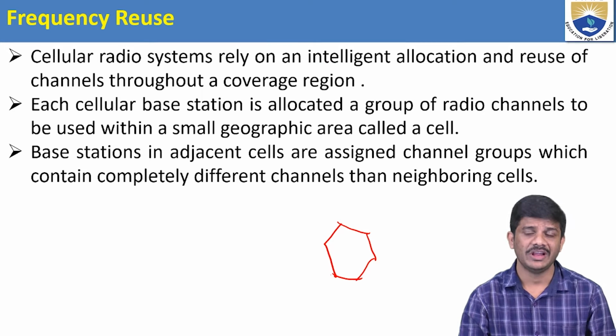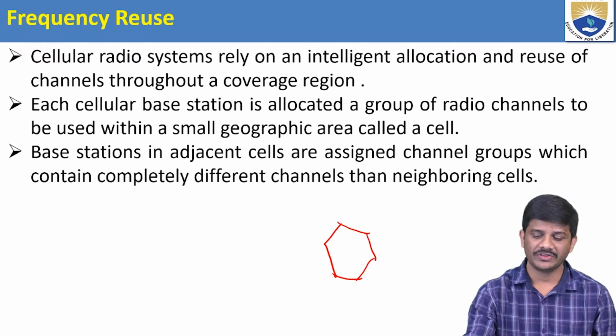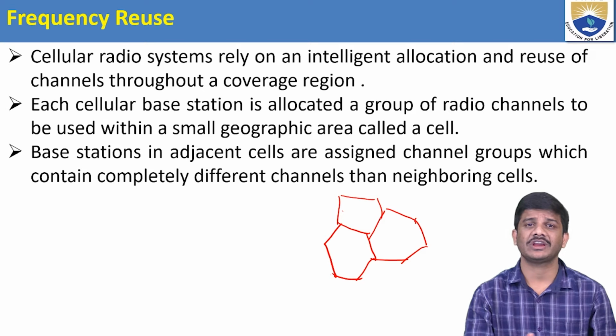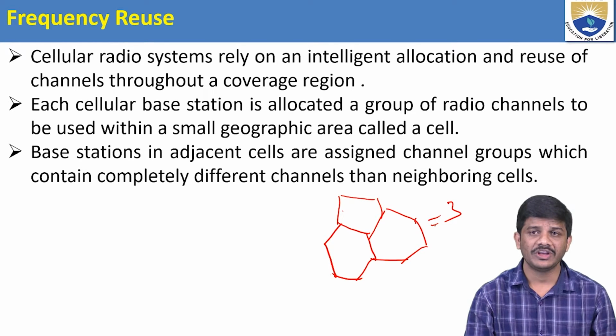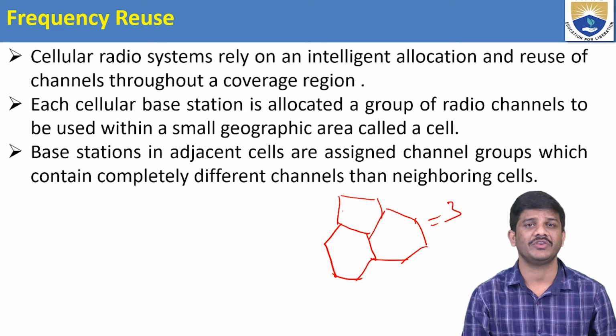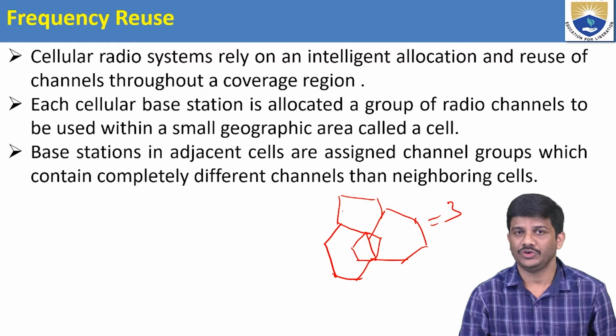This is called a cell, and a group of cells is called a cluster. Here we have different cells in one particular region. This is called a group of cells. Here the cluster size is 3. Whenever you need to improve the capacity of a particular cell coverage area, then we can go for the frequency reuse concept.